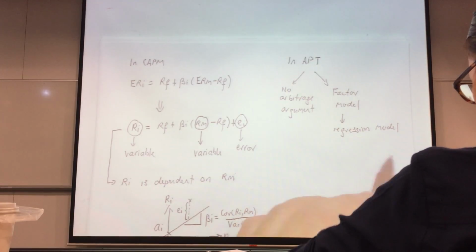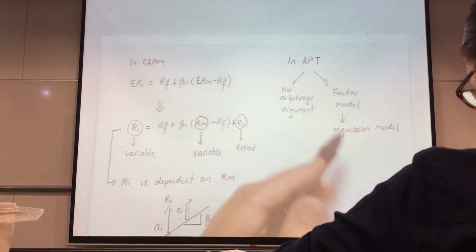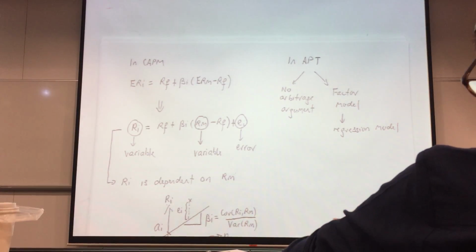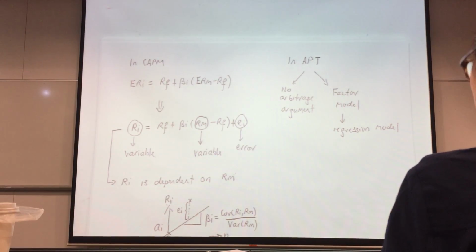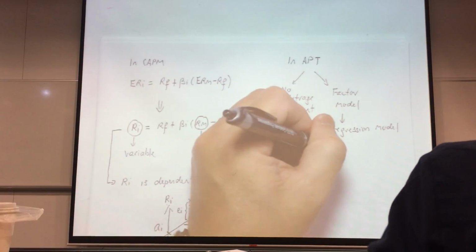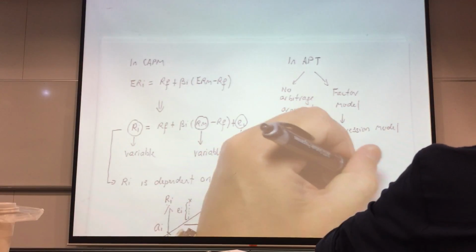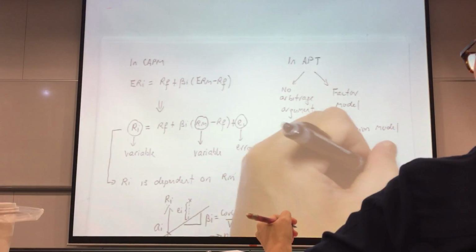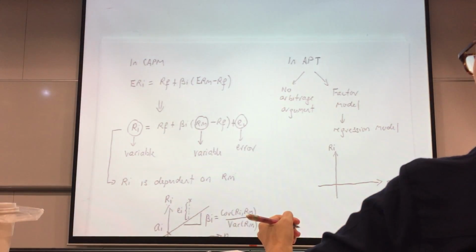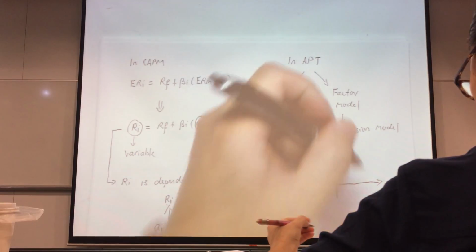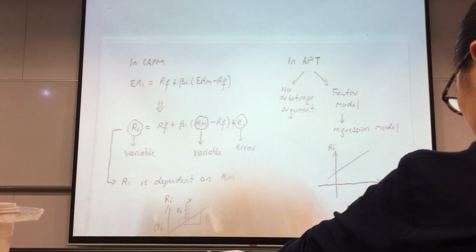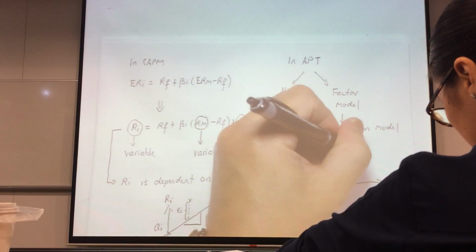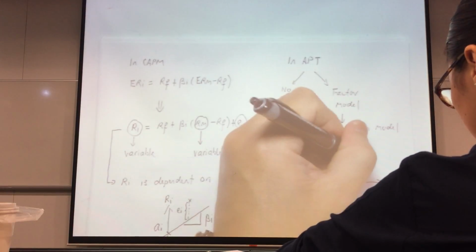So what is the regression model? A regression model seeks to explain a variable by the explanatory factors. So if you have one factor, then we can have a regression analysis performed based on Ri and the value that measures the factor. So this will give us the y-intercept value alpha I and the slope beta I.